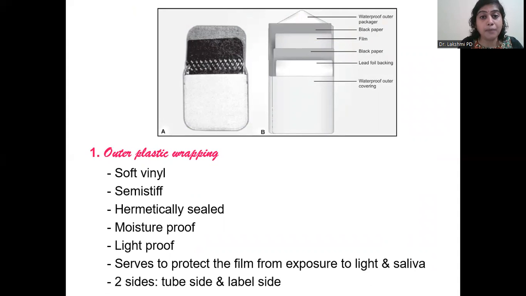The outer plastic wrapping film packet is made out of soft vinyl and semi-stiff. That is, once you adapt the X-ray film into the patient's mouth, it should never be distorted. Like when you adapt it to the arch, it should never get bent or easily distorted. So it should be semi-stiff. And this X-ray film packet is hermetically sealed from any sort of light or moisture contamination. Light is your visible light, and moisture contamination is basically the saliva seeping into the X-ray film. Now this outer plastic wrapper packet actually has 2 sides. One is your tube side and the other is called your label side.